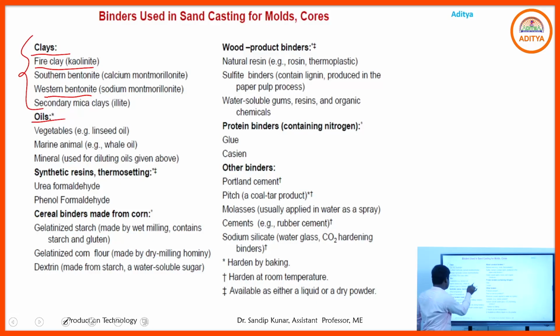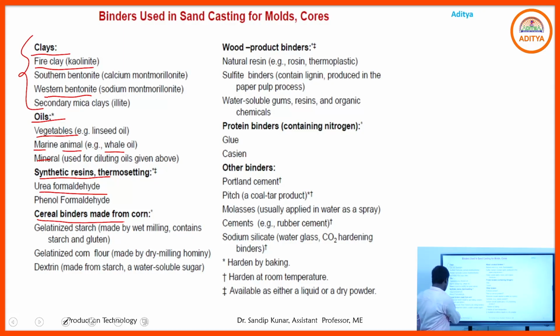Another is oils. Sometimes we use vegetable linseed oil, another is marine animal oil like whale oil, and mineral oils are also used as a binding material. Another is synthetic resins or thermosetting materials. What are they? Urea formaldehyde and phenol formaldehyde act as synthetic resins. Then there are cereal binders, which are made from corn.